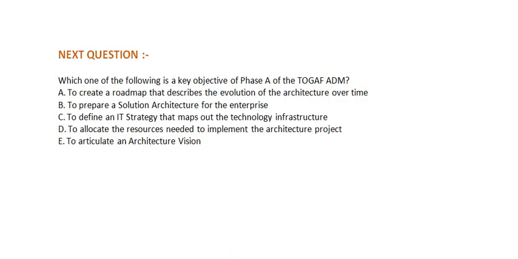Next question is, which one of the following is a key objective of phase A of the TOGAF ADM? Option A, to create a roadmap that describes the evolution of the architecture over time. Option B, to prepare a solution architecture for the enterprise. Option C, to define an IT strategy that maps out the technology infrastructure. Option D, to allocate the resources needed to implement the architecture project. And option E, to articulate an architecture vision. The correct answer is option E.